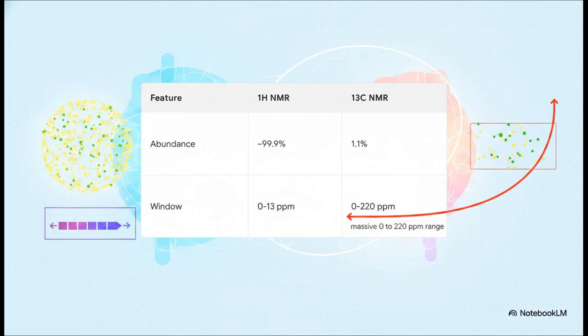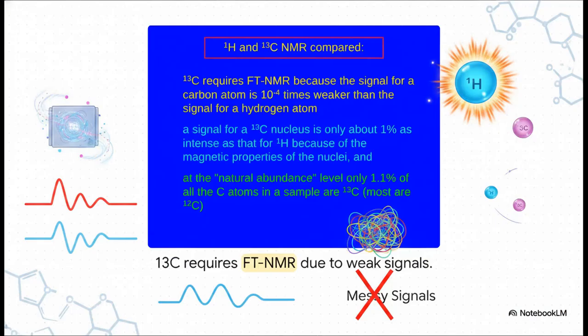While your typical proton spectra are squeezed into this tiny 0 to 13 parts per million range, carbon-13 stretches out over a massive 0 to 220 ppm range. Just a quick heads up though, unlike proton NMR, the peak integration in carbon NMR isn't usually proportional to the number of atoms, mostly because of differing relaxation times and other enhancement effects. And remember those distinct magnetic properties, specifically that signal being 10,000 times weaker? That's exactly why carbon-13 analysis absolutely depends on that Fourier transform technology we just nerded out over.